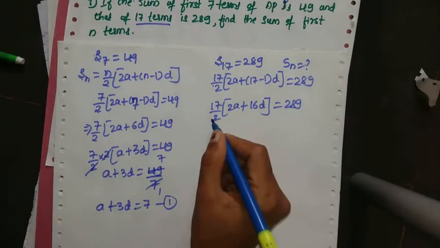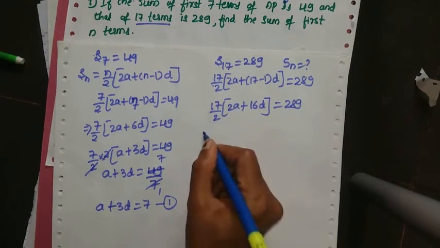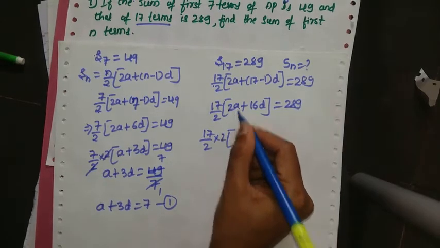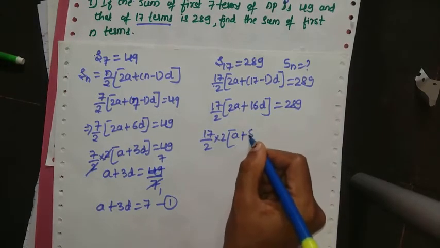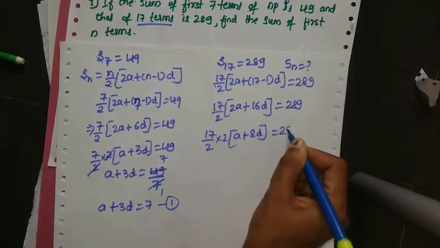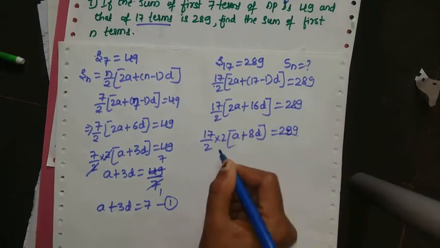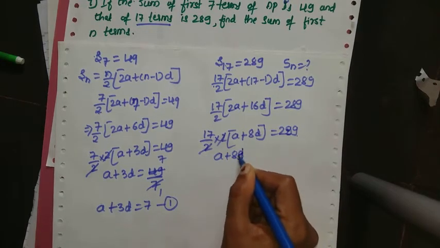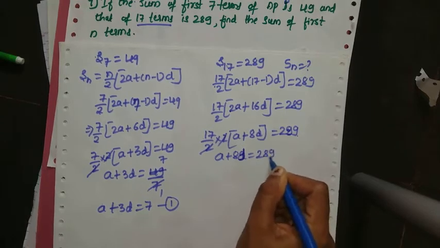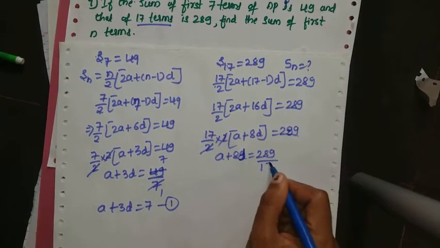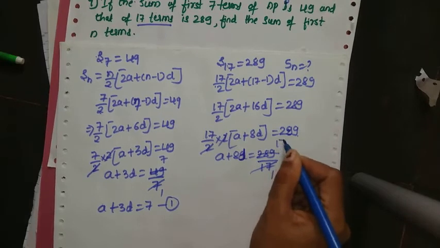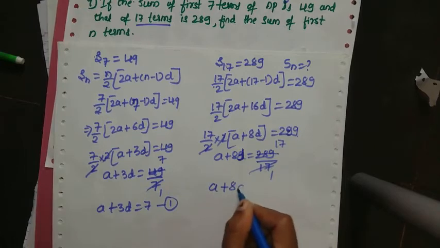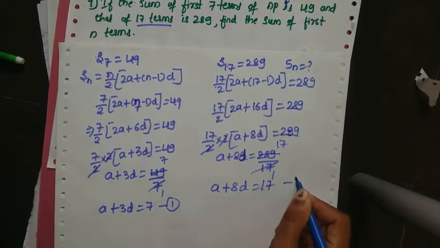Now on calculating the next one, again 2 is common. Here we have a plus 8d, since 2 times 8 is 16, equals 289. The 2 gets cancelled. So a plus 8d equals 289 divided by 17, which is 17. We know 17 squared is 289. So here we have a plus 8d equals 17. This is equation number 2.